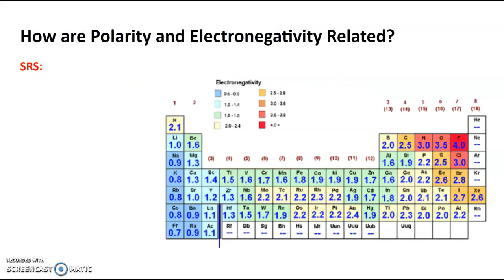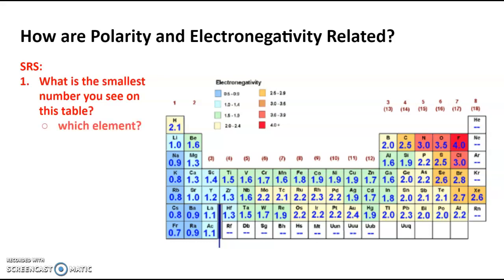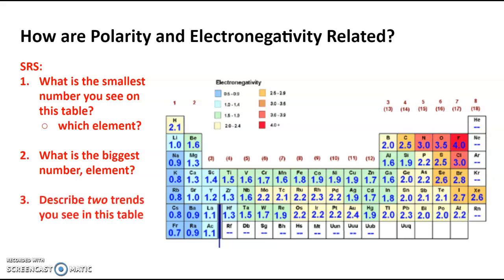So let's take a moment to think about how polarity and electronegativity are related. Student response sheet. What is the smallest number you see on this table? You've seen this table before in that Pogil that we did. So which element is that? What is the biggest number? And what element is that? And describe 2 trends that you see in this table.